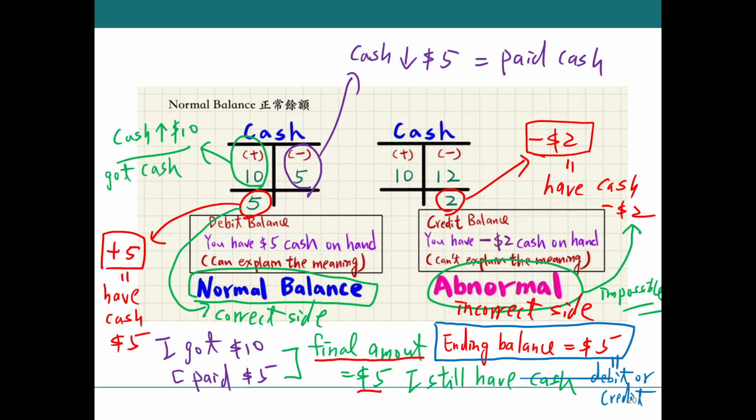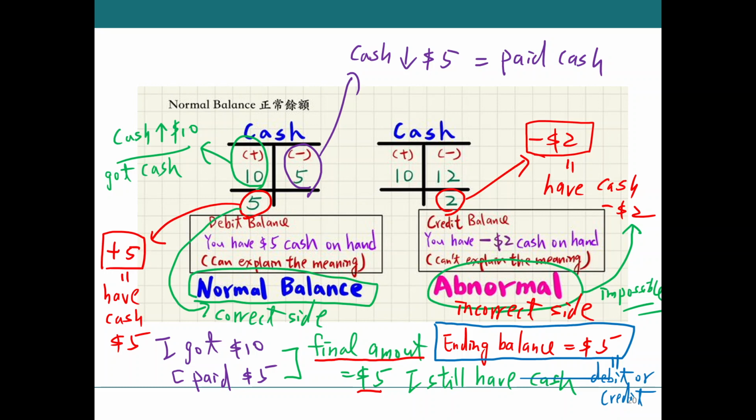So remember, after you got the numbers, you should explain what that means. So $5 means what? I have cash $5. Okay? Negative $2, what does that mean? I have negative cash. Negative $2 cash. Impossible. So it means you did something wrong. Please double check it. Recompute your numbers again. Okay? So let's look at another case.